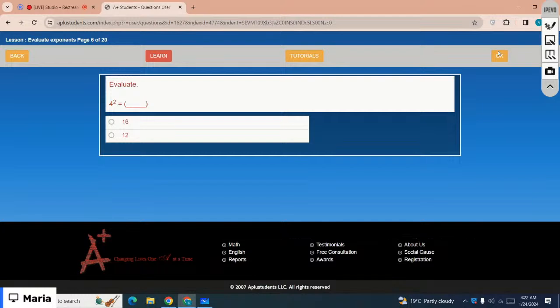Yes, 4 square equals 16. The correct option is 16. 4 square equals 16. Got it?